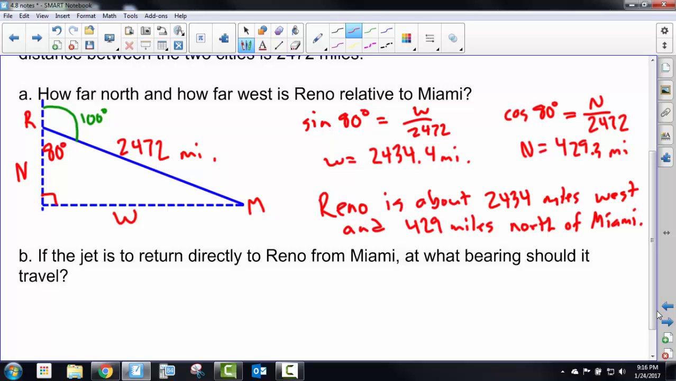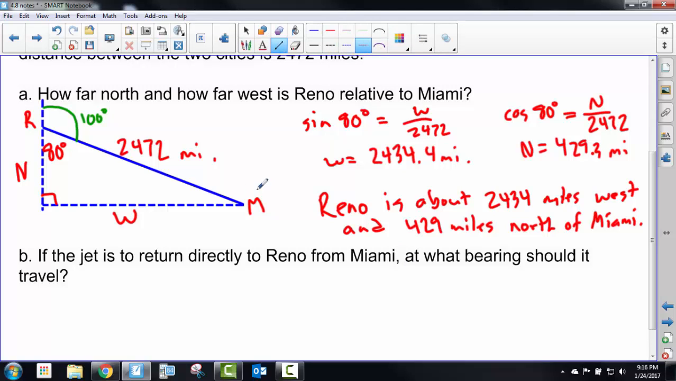All right. Last one. If the jet is to return directly home to Reno from Miami, those cities aren't moving, right? They're here and here. So we're going the opposite pathway. At what bearing should it travel? So here's what I'm going to do. I'm going to sketch this.